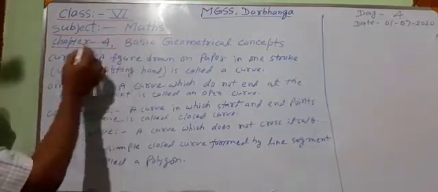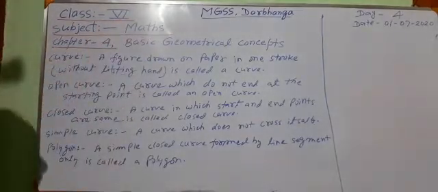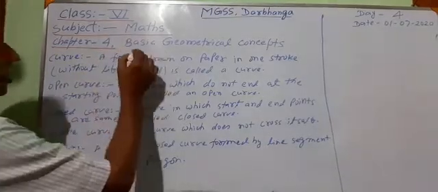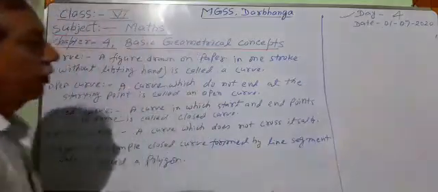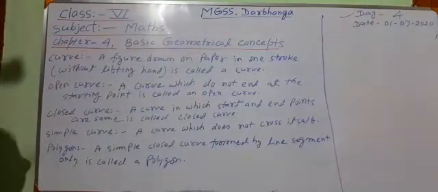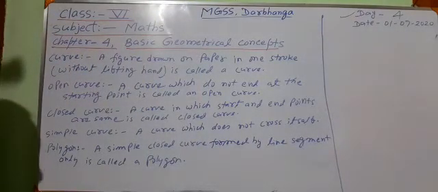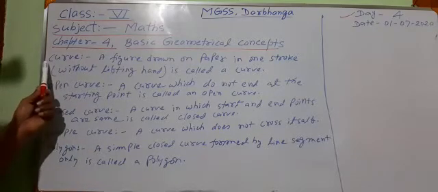This is subject maths, chapter 4. The name of this chapter is Basic Geometrical Concepts. This is the fourth day on this chapter. Dear students, in the previous 3 videos we have read basic concepts: what is a point, what is a line segment, and so many new things. And we have also read about curve.